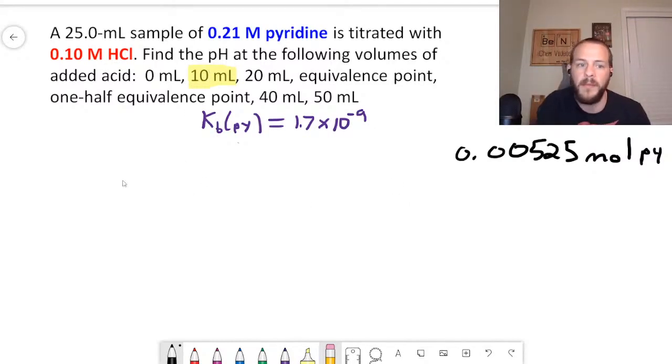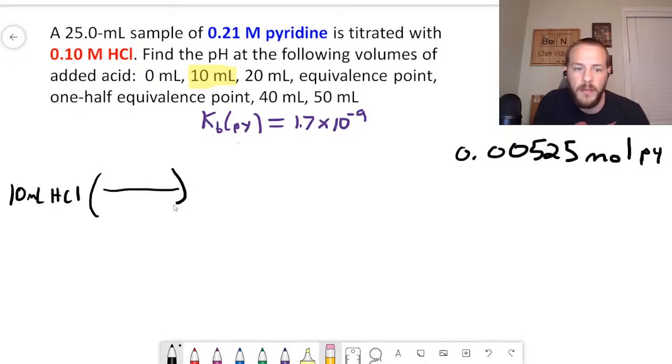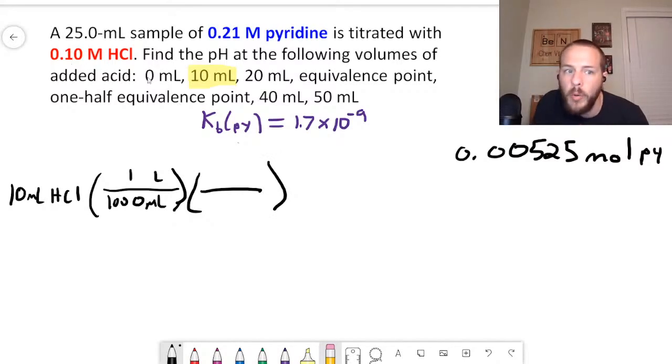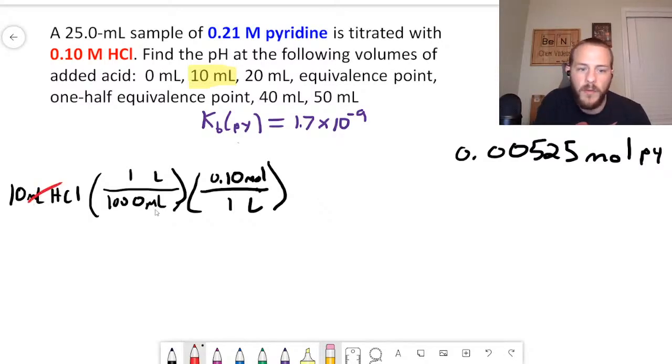Okay. So now we're going to do the same with our HCl, right? It says here 10 milliliters, so it's 10 milliliters of HCl. That's how much we're adding, right? We can convert that into liters quite easily. So the liters, 1,000. And we can convert using molarity. So it's 0.10 moles per liter, right? So for 1 liter, we have 0.10 moles of our HCl. And that's going to cancel the units out. So we have 10 divided by 1,000 times 0.1.